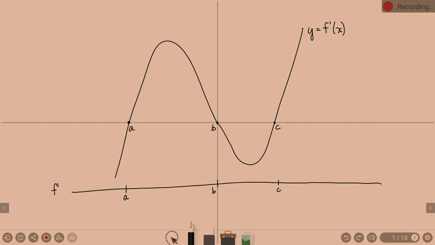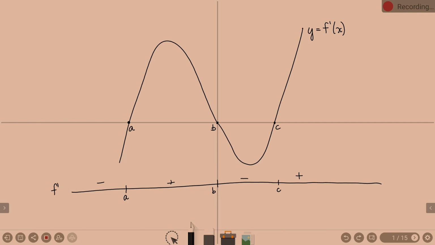Now, what do we know about the derivative graph? We know that to the left of A, it is negative, because this is a derivative graph, right? In between A and B, it is positive. In between B and C, it is negative. And to the right of C, it is positive. So that's what I know just by glancing, right?